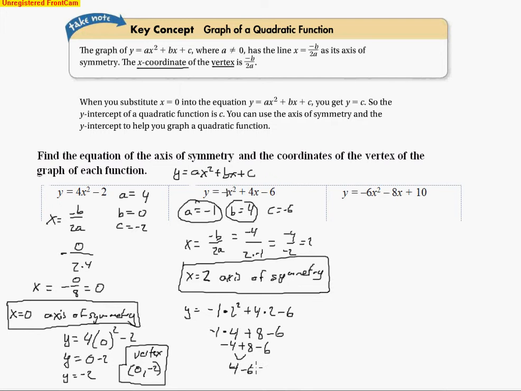So 4 minus 6 makes negative 2, so y equals negative 2. So our vertex is 2 comma negative 2. And that is the vertex. Let's take a look at the last one here.